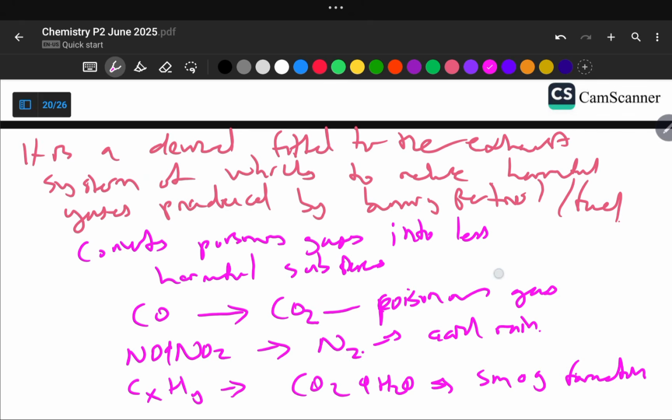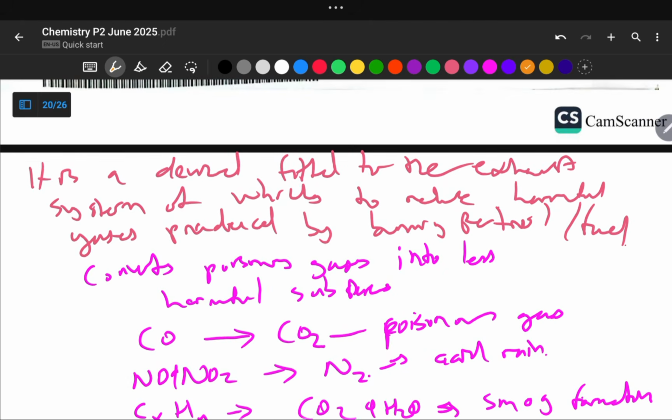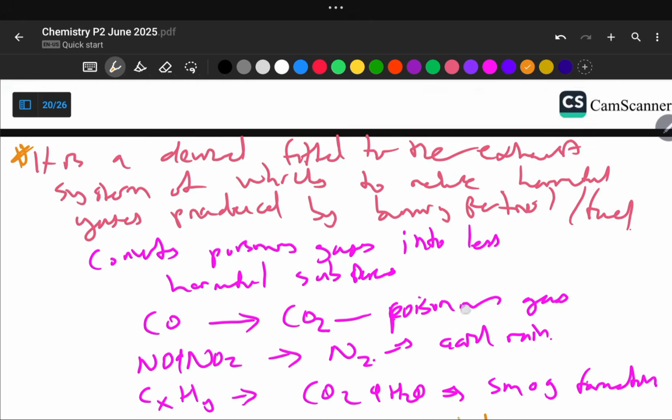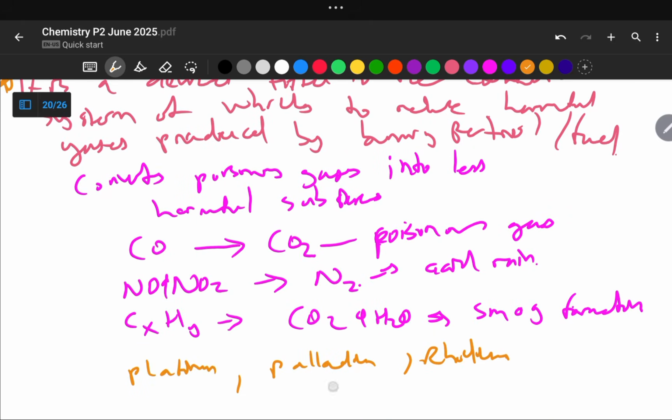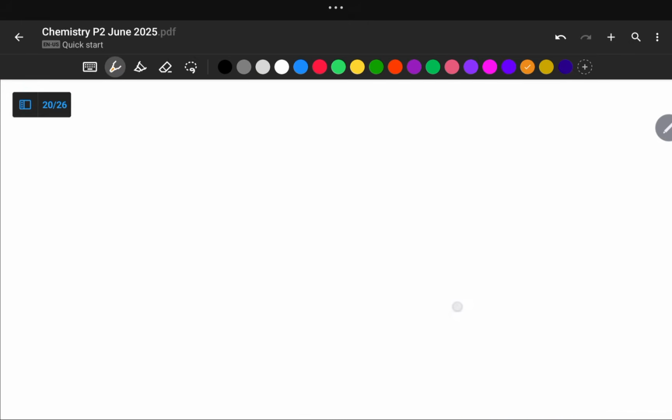Are we together? And then the catalysts used are platinum, palladium, and rhodium. So this is what you need to know for the catalytic converters. And then we go on to the next question.